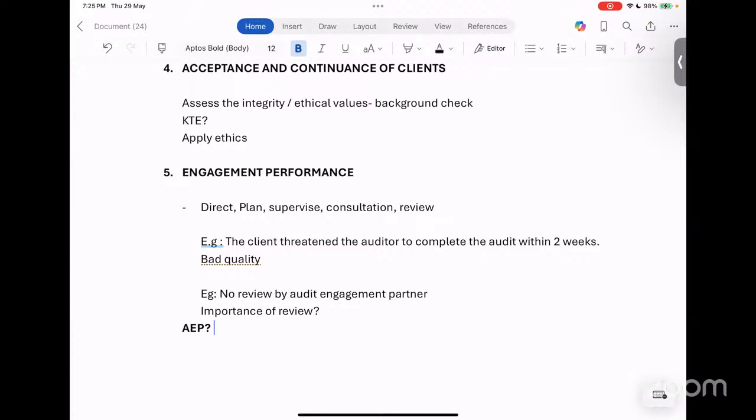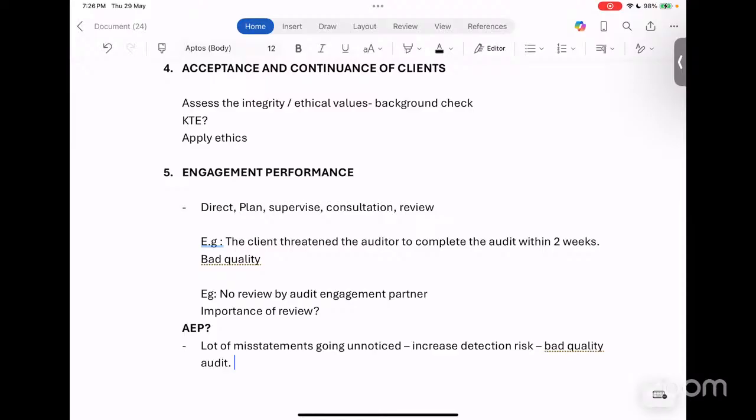After writing this, you will say, if this review is not conducted by the engagement partner, there is a risk that there are a lot of misstatements, or you can say material misstatements, going unnoticed. So basically, this is going to increase your detection risk, which will ultimately, of course, lead to bad quality audit. So this is how you're supposed to define why it is bad quality audit. You're not just supposed to simply write it is bad quality. You have to define and explain why it is bad quality, right?